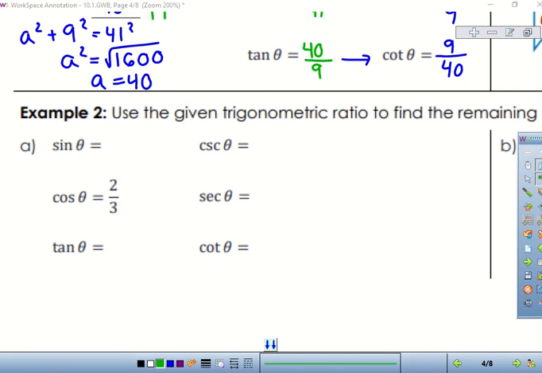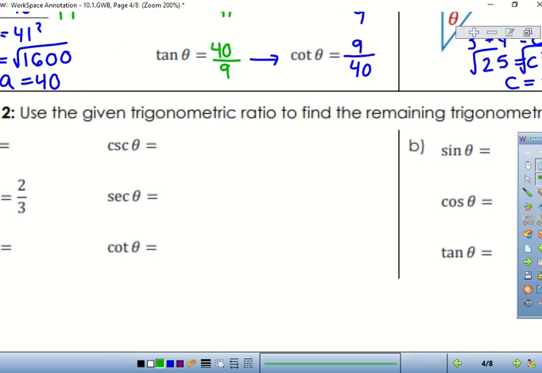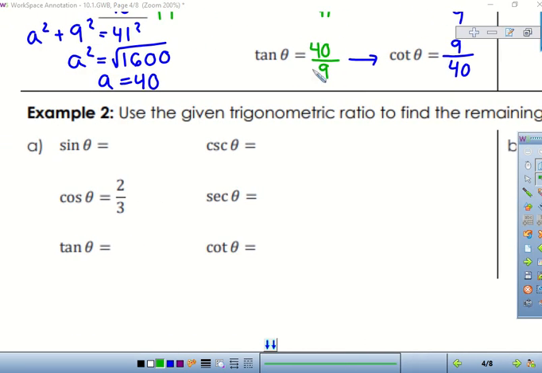So this says use the given trigonometric ratio to find the remaining trigonometric ratios. Sometimes they're going to give you one of these and ask you to find the others. So the way we do that is we have to draw our own reference triangle. You're going to draw a triangle with a right angle opposite the hypotenuse. Now you can pick either of these angles to be theta. It's just going to change which way the triangle is positioned. I'm going to choose the bottom one to be theta, but you could have done the other one and your ratios will still come out the same.